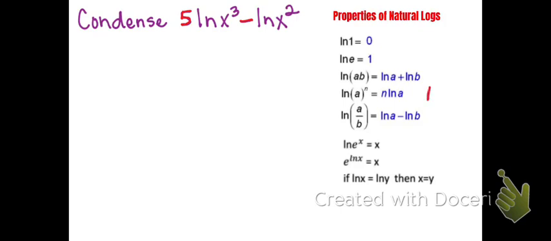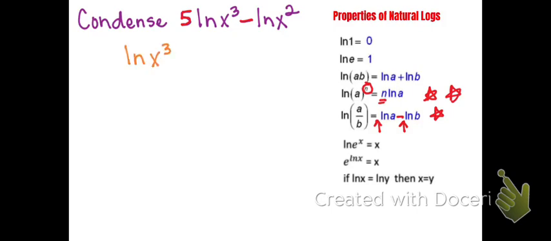So this property right here deals with coefficients, and this property here deals with subtraction. However, if you look at the property that has a subtraction, there is no coefficient. So first, we need to simplify. We need to convert this first term so there is not a coefficient. So what this property is telling us is that the coefficient now can become the exponent.